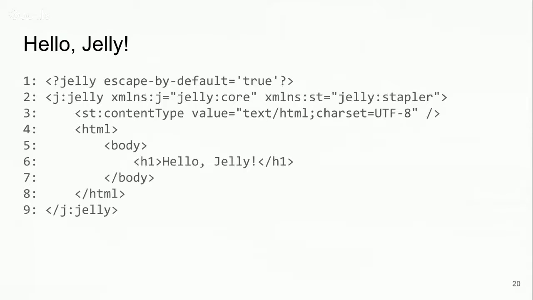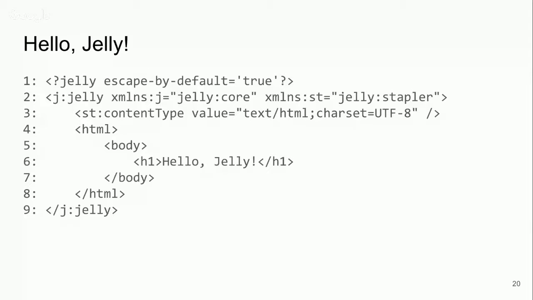Here's a very simple Hello World or Hello Jelly example. Let's go through it line by line. On the first line, we tell Jelly to escape by default. This is cross-site scripting protection. And if we leave this out, it will render HTML unescaped. And we don't want that. So that's why this is always the first line.